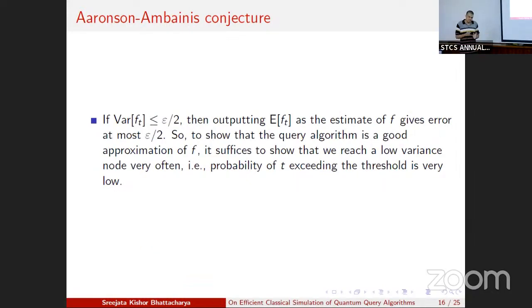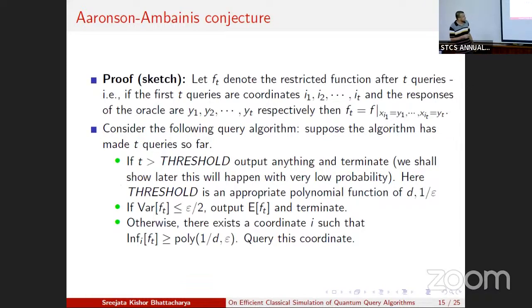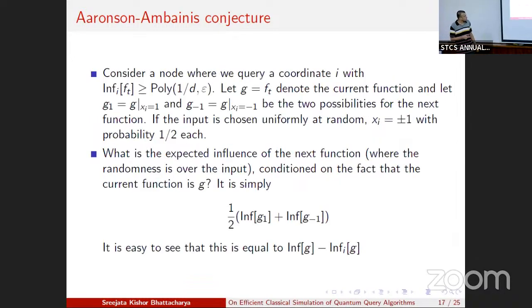So again, if the variance is low, then outputting the expectation is a good approximation to the function, and if the variance is high, we query an influential coordinate. So all that remains to show is that if we follow this strategy of querying an influential coordinate at each step until the variance goes too low, then t does not exceed this threshold with high probability. So we want to upper bound the probability that the number of queries exceeds the threshold. Now, how do you do that?